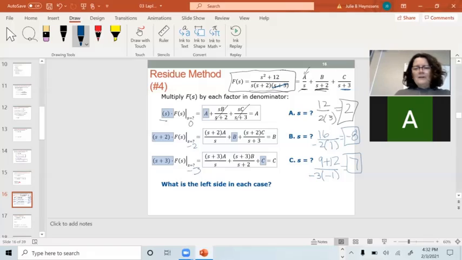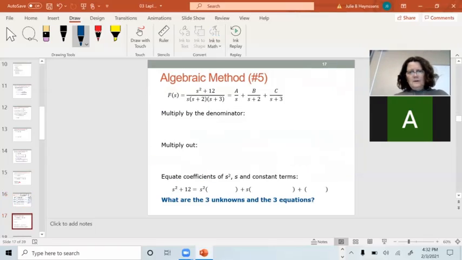Okay, so I've got this. I've got the partial fraction expansion. A is 2, so that'd be 2 over s. B is negative 8. That'd be negative 8 over s plus 2, and C is positive 7.